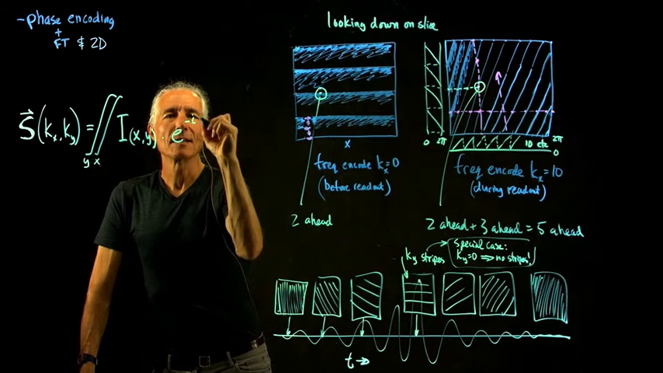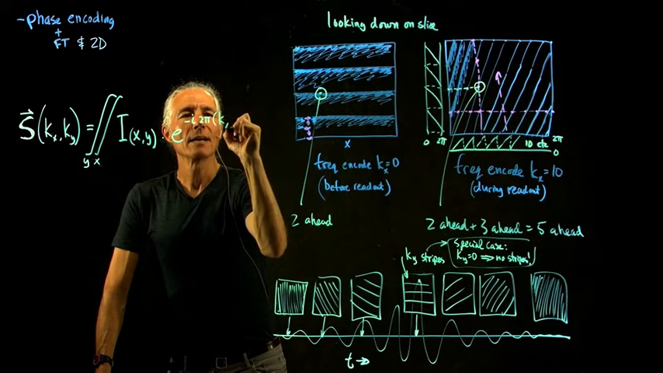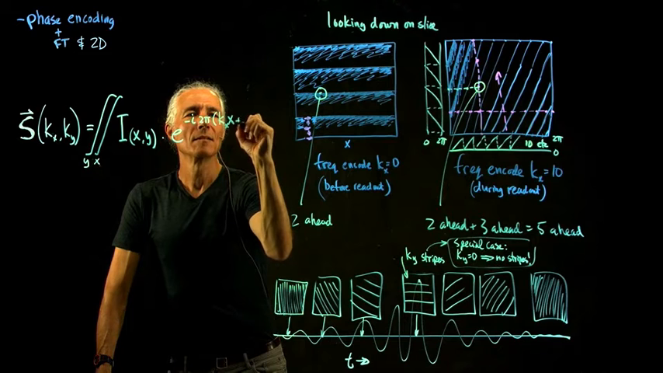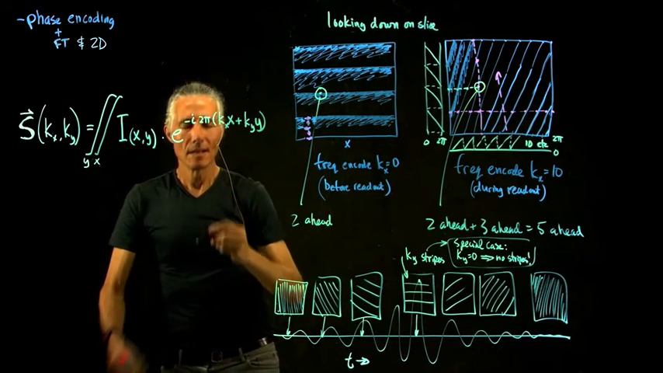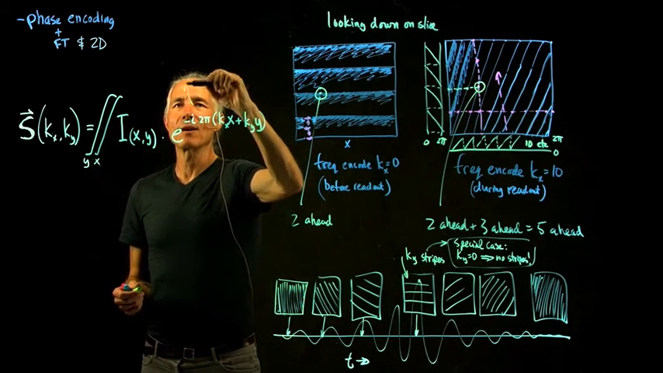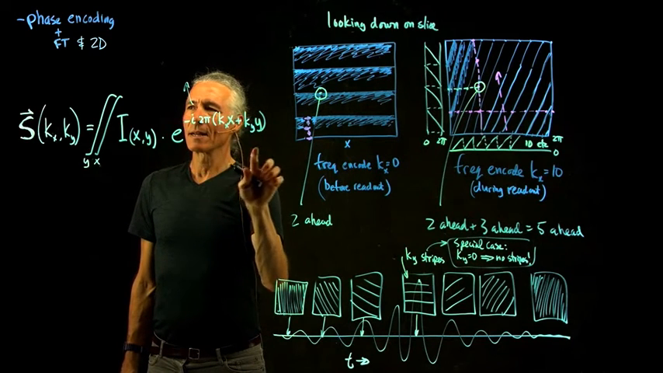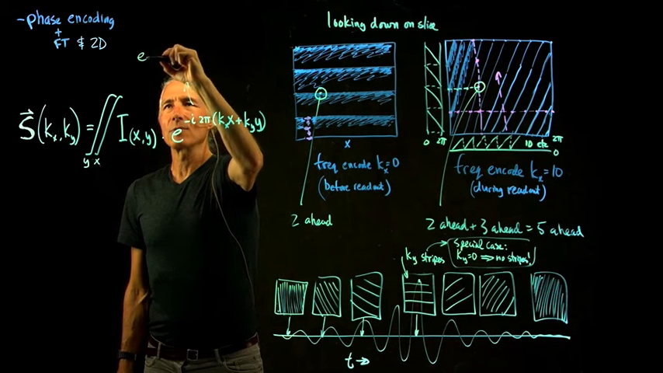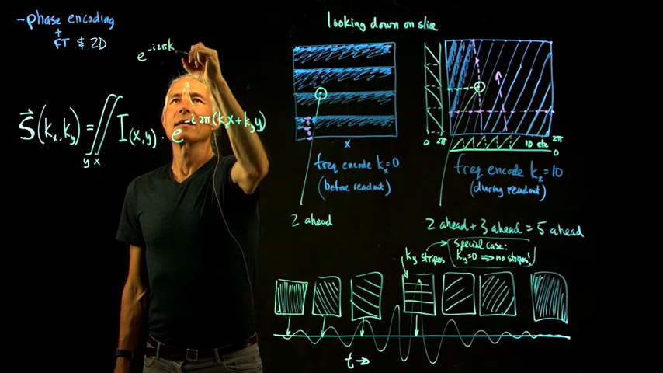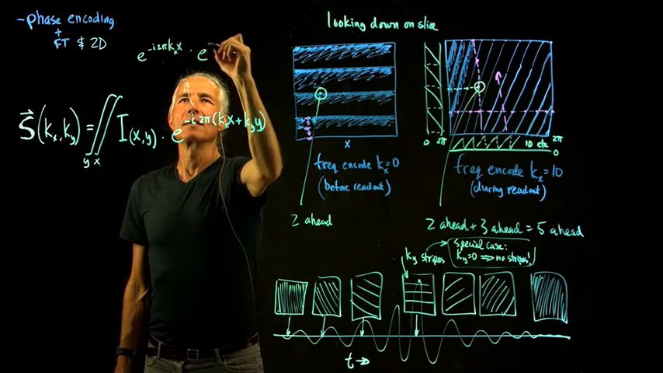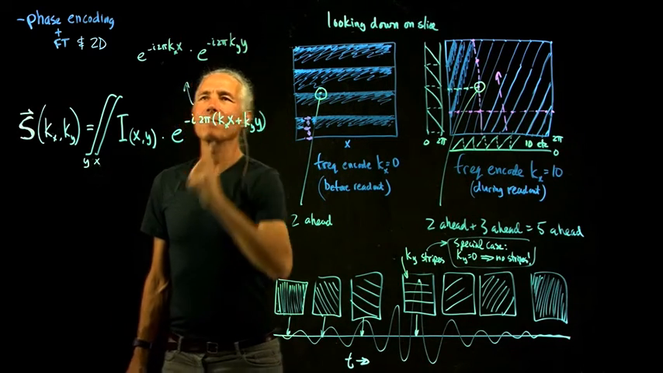e to the minus i 2 pi. But the only difference is we're adding the angles here. And so it's kx times x, and then we're adding the ky times y. Now you could also write that out when you add exponents. It's equivalent to multiplying the whole thing. So that equals e to the minus i 2 pi kx x times e to the minus i 2 pi ky times big Y.